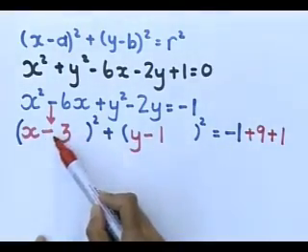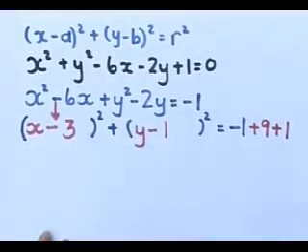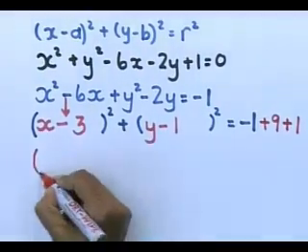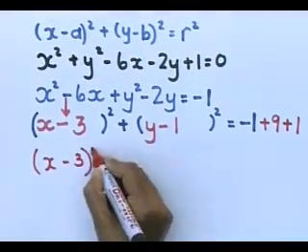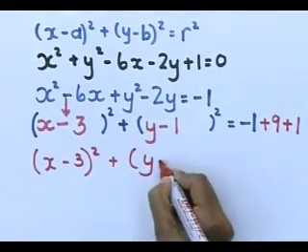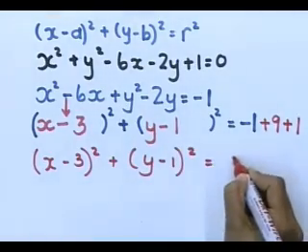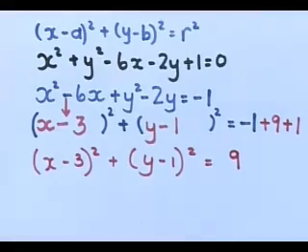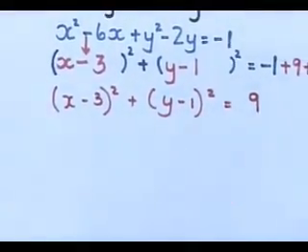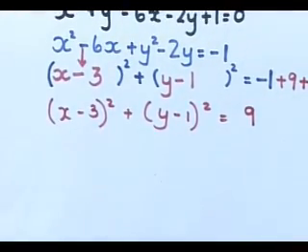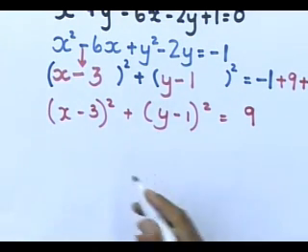Because when you square a negative, it in any case becomes a positive. So I have (x − 3)² + (y − 1)² = 9. Everybody just look, nice. Can we look at the radius?